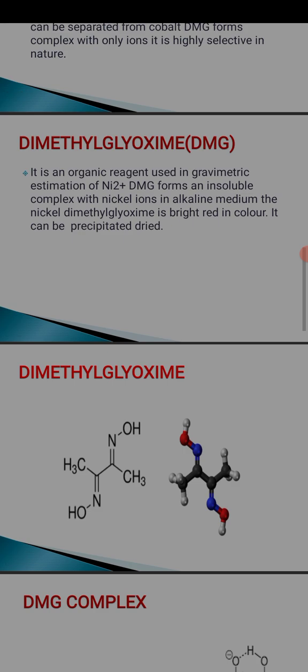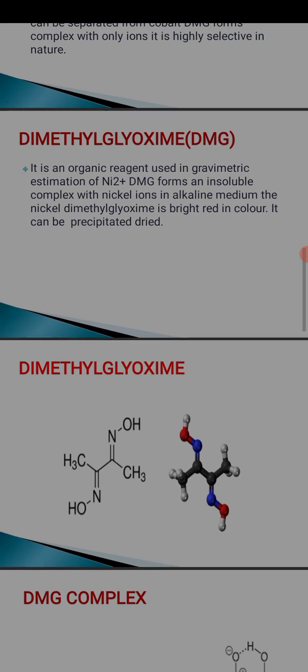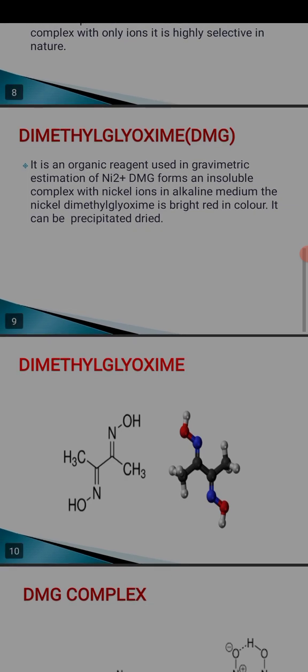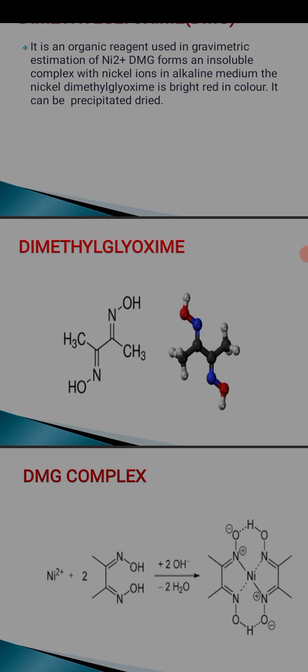Dimethylglyoxime is an organic reagent used in gravimetric estimation of nickel ion. DMG forms an insoluble complex with nickel ions in alkaline medium. The nickel dimethylglyoxime is bright red in color. It can be precipitated and dried. This is dimethylglyoxime. Structure.